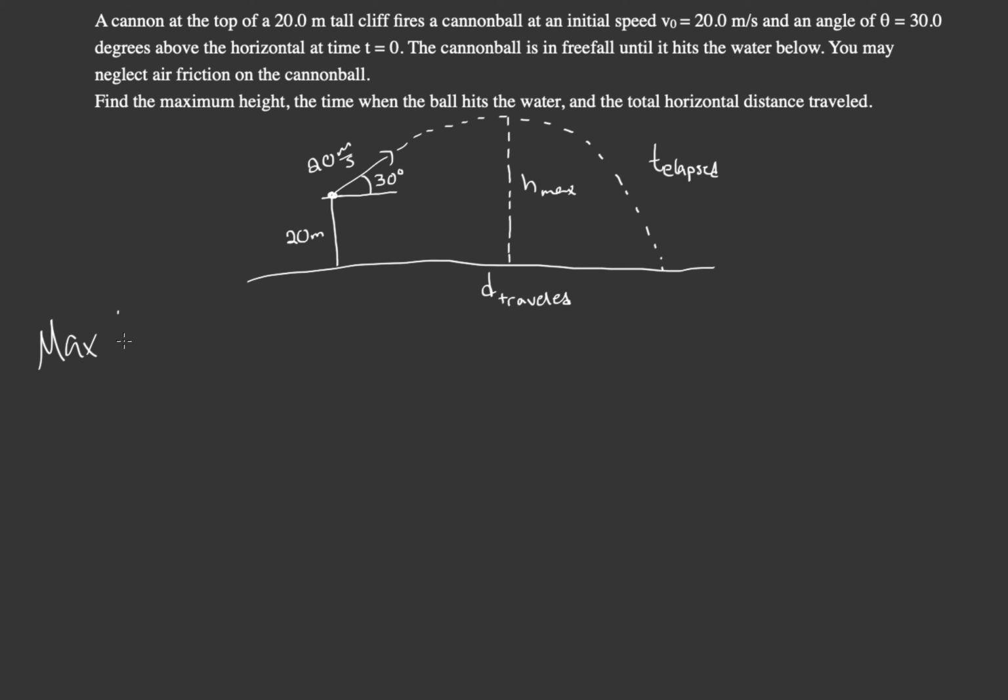So if we want to find the max height, we have to note one thing. At the maximum height, the velocity in the y direction is 0. So we can call this our final velocity if we make our initial velocity the velocity we start off with when you shoot. And if you want to find the initial y velocity, well, you have 20 meters per second times sine of 30 degrees. That gives you the y component, and that's actually equal to 10 meters per second.